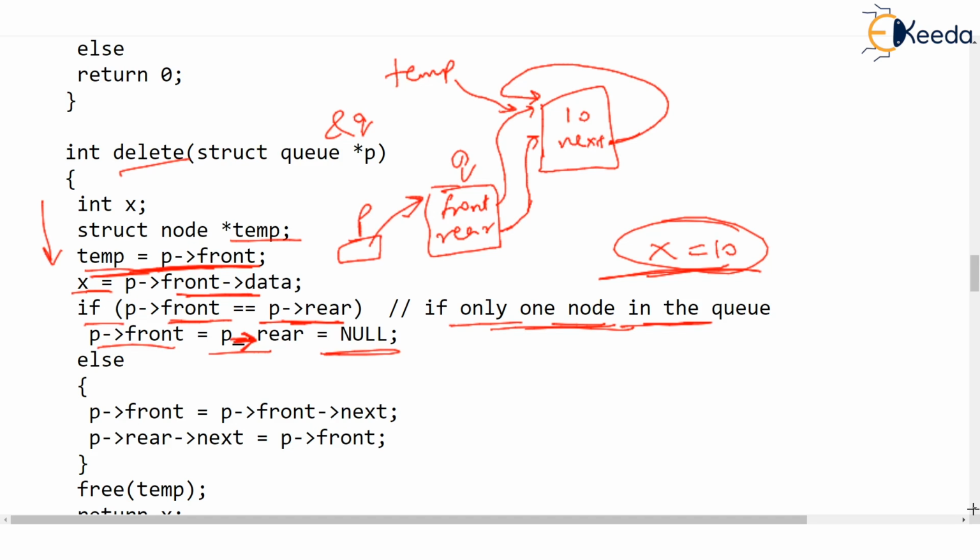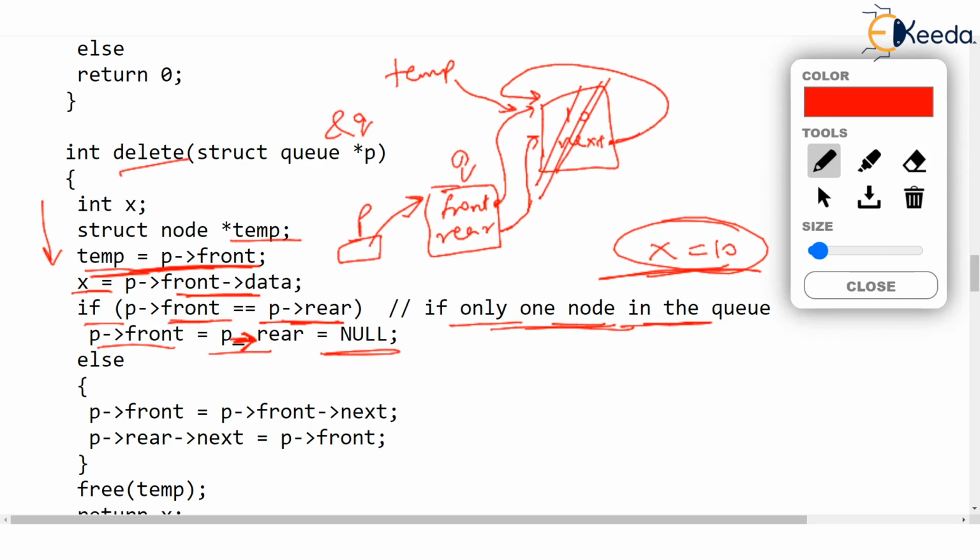Come on, you tell me this is the only node and we are deleting this. Then where does the question come in saying front, you better point to the next node? There is no next node in the queue. So if we are deleting this only node, then we will instantly make both front and rear pointers as null because the queue is becoming empty. There is nothing in the queue now.